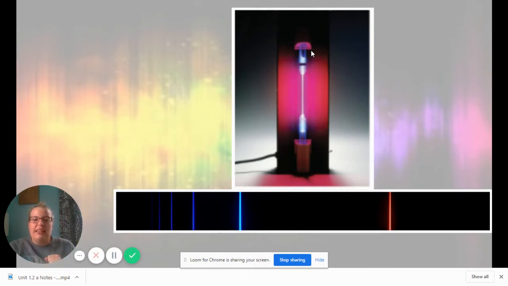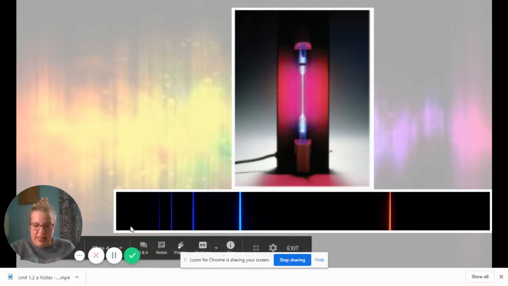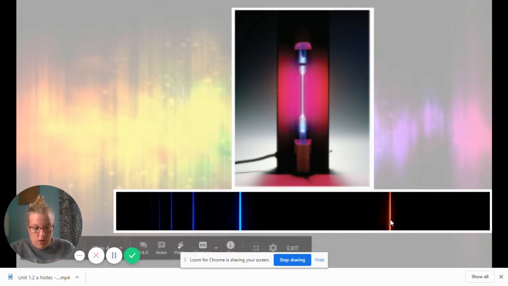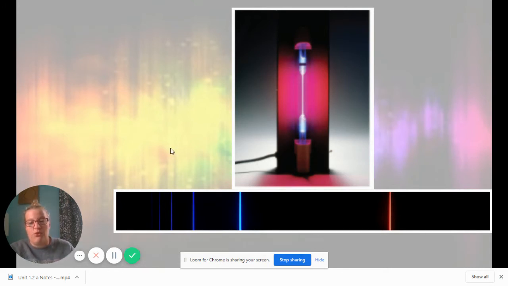So when you take a look at the light source through this little prism or grating, instead of seeing this whole tube of one color of light, you actually get this pattern down here, which is called a line emission spectrum. You will see one red line, one very bright blue line, and then some more faint blue lines towards the edge of what you can see. And so this is the line emission spectrum for hydrogen.